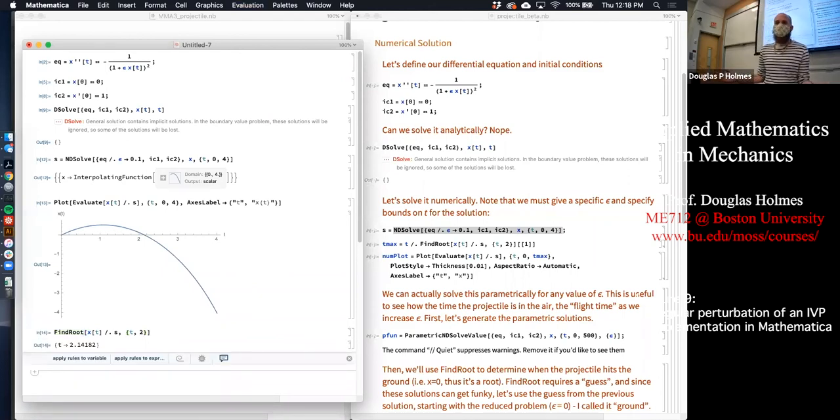That looks pretty reasonable, right? 2.14. We thought it was going to be a little bit more than 2. And so it says that the time that this projectile goes up in the air is about 2.14. You notice that this is in a list. That's kind of annoying. We can get it out of a list by typing, give me the first entry of my list. So that is this notation, square bracket, 1, square bracket, square bracket. Got rid of the curly braces.